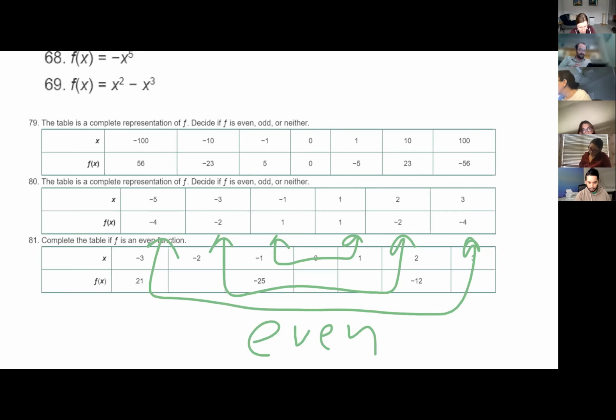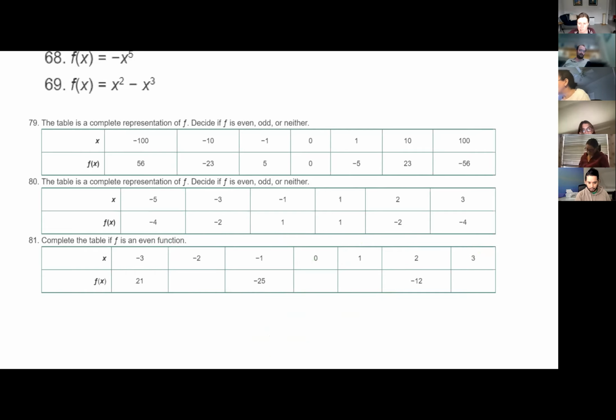And then the final one, they want this to be even. So what should I put over here then? What goes in that negative-positive one if it's even? Negative 25. Yeah, I hope you're telling me 25. And is it negative or positive? It's got to be the same sign.